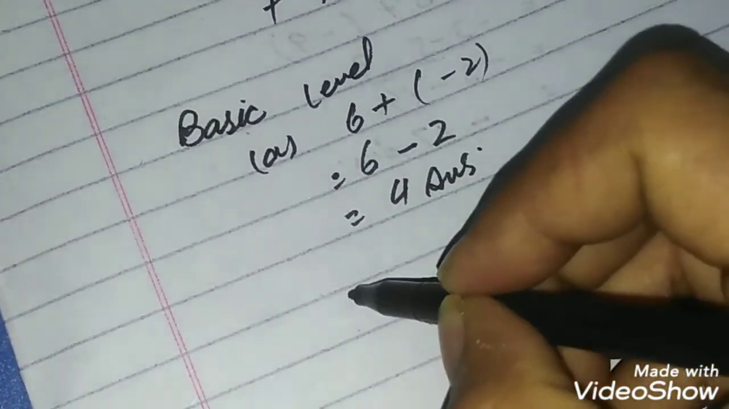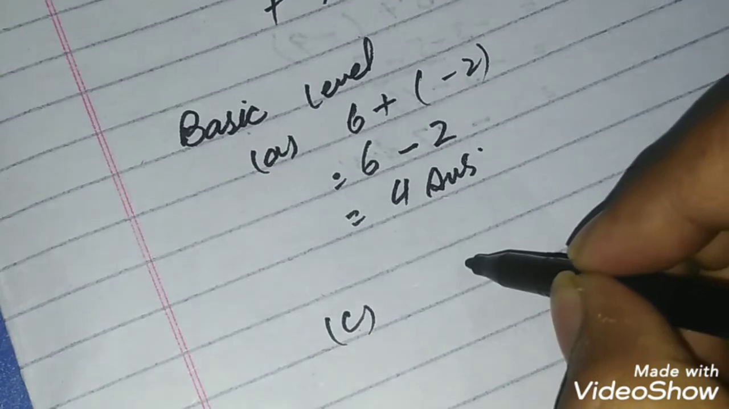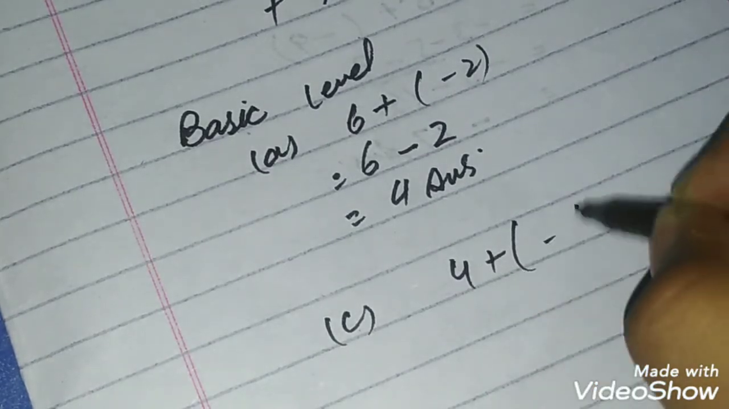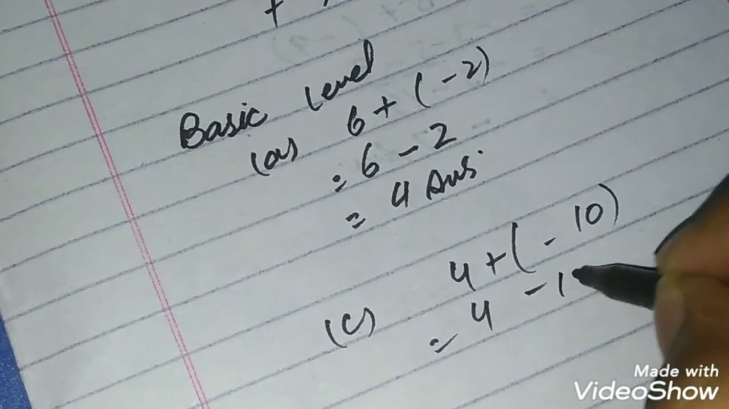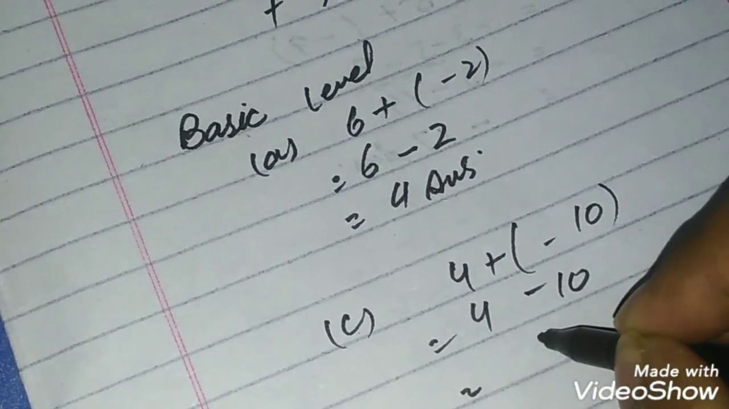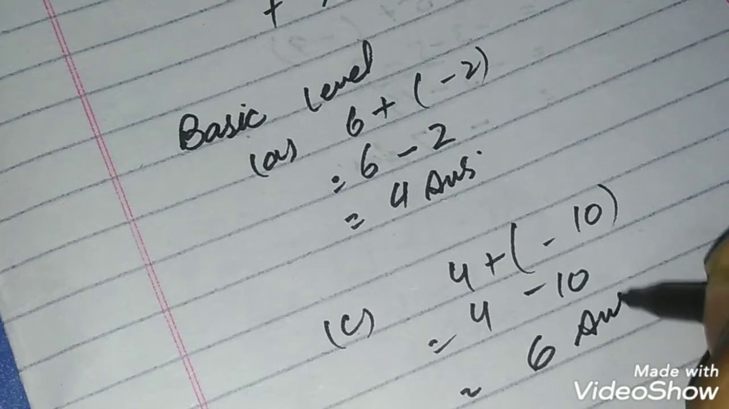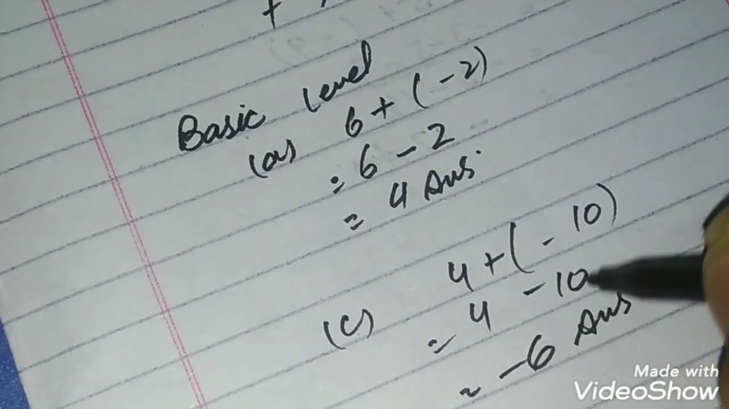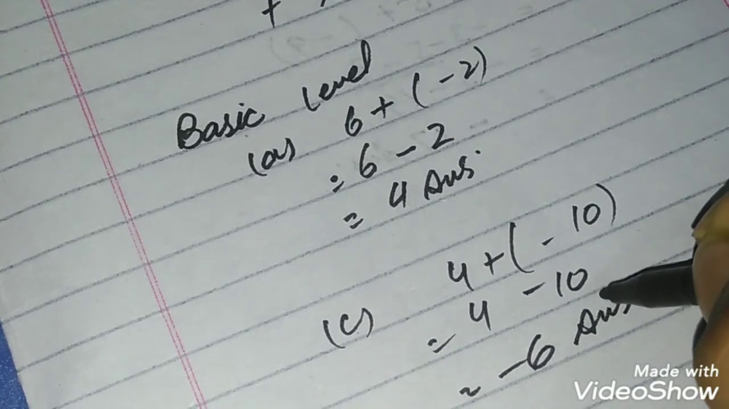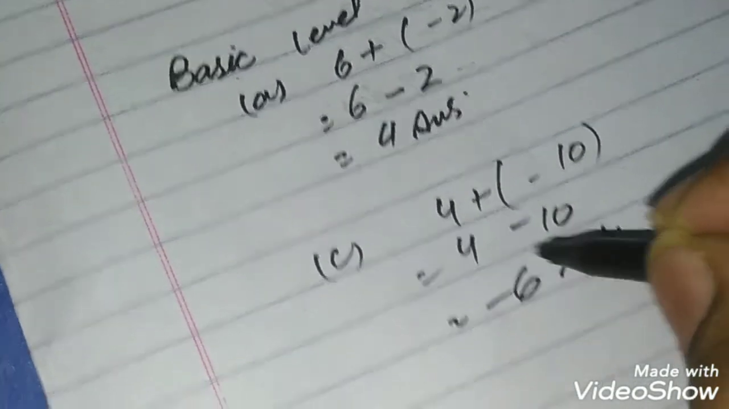After that I will solve C part now. 4 plus minus 10, plus minus minus, then 10, and 4 minus 10 is equal to 6. Now which sign will we put here? Because the sign with the largest value is negative, so we will put negative here.